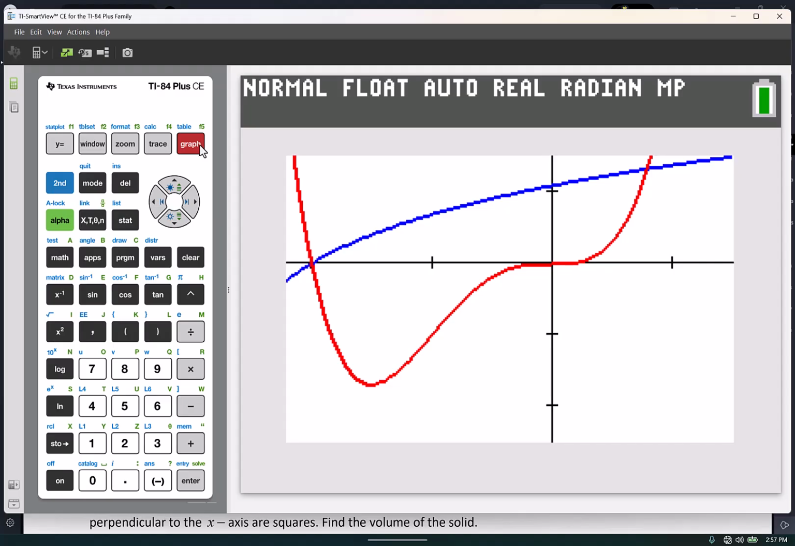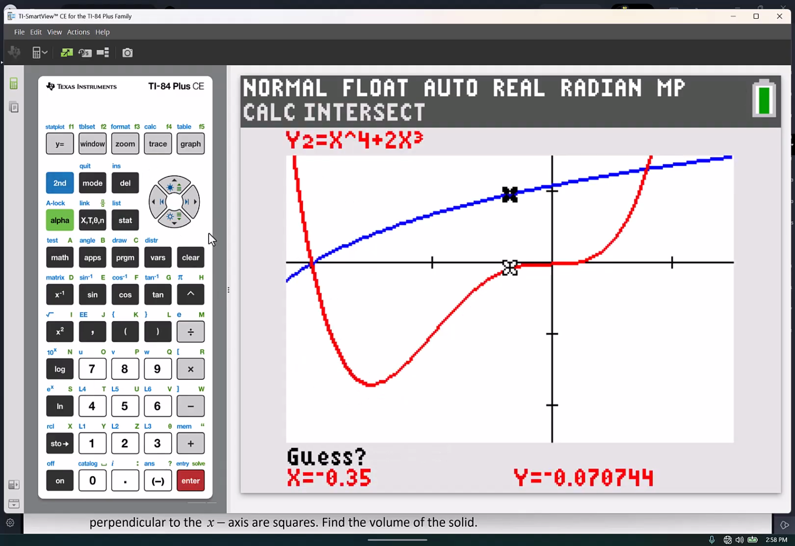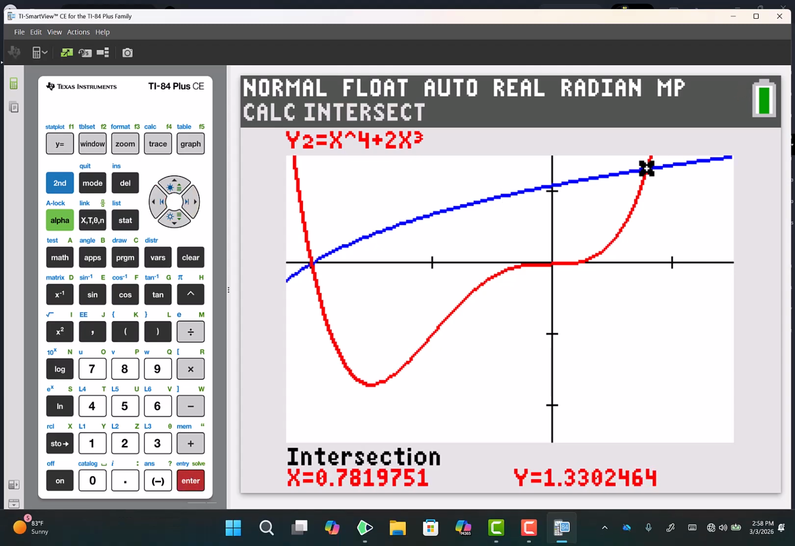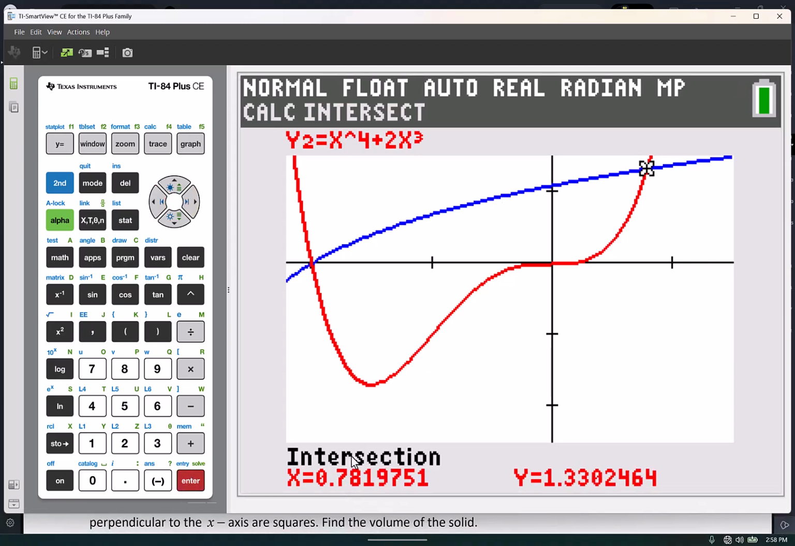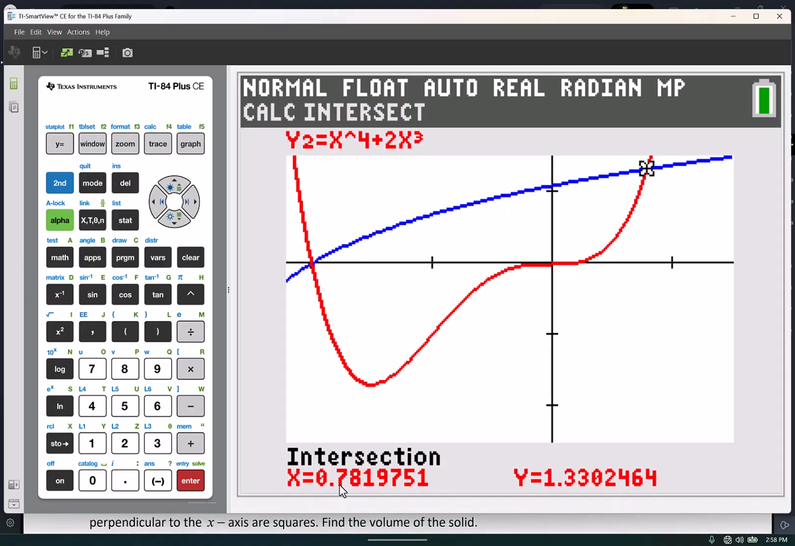I'm going to tell my calculator to find this value way over here on the right-hand side. Second, calculate 5, enter, enter. Guess, scroll to the one you want. We want this one. It needs to say the word what? Intersection. Go to the home screen. Hopefully you have enough short-term memory. 0.781. Go to the home screen.